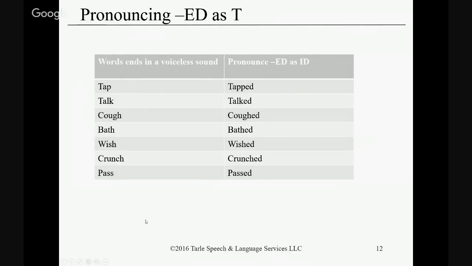The word ends in a voiceless sound. Oops, I have another mistake. I'm so sorry. We are going to then add the D sound. So I'll give you a few examples. I'm sorry. If the word ends in a voiceless sound, we're going to add another voiceless sound, that T sound. So we have tap, tapped, talk, talked, cough, coughed, bath, bathed, wish, wished, crunch, crunched, and pass, passed.